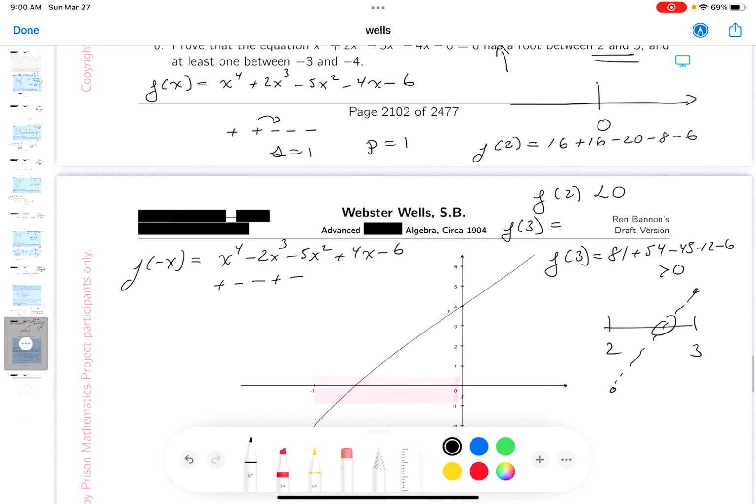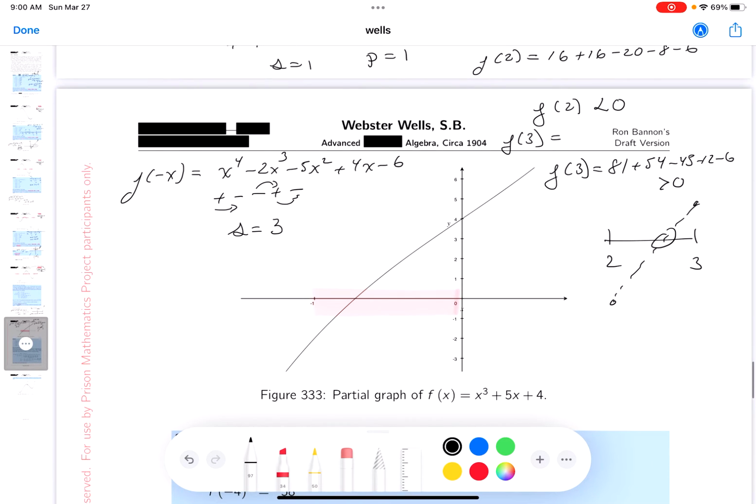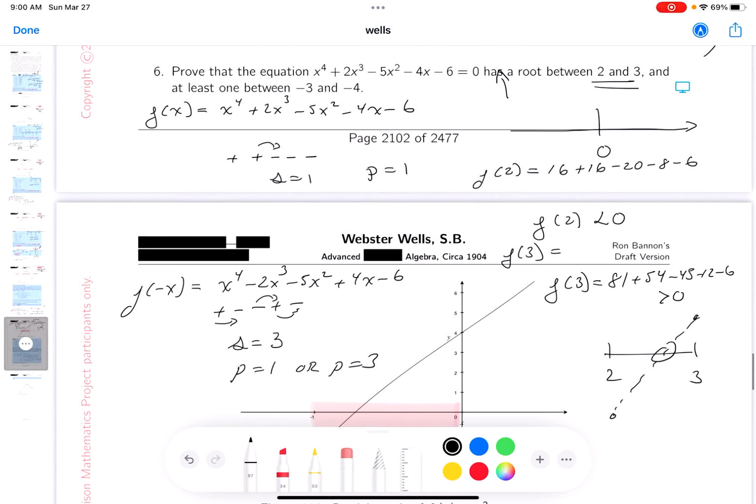All right, let's take a look. What do you get over there? Well, let's see. You get one change here, one change there, one change there. So s equals 3. So p could be 1 or p could be 3. So we either have one negative root or 3 negative roots. All right? So I need to analyze it again for what's going on here. But I've got a general idea, and I'm going to start to erase a lot of this stuff over here. By the way, this is not the picture. We can go through that if you want, but that's not the picture of it.